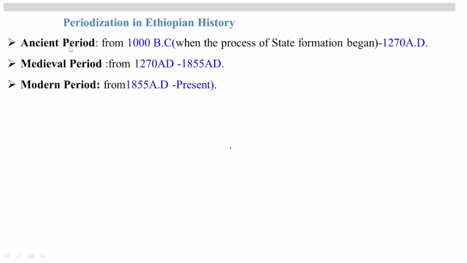Ancient Ethiopian history means from 1000 BC up to 1270 AD. What happened in 1000 BC? The process of state formation started or began during this period. So this is our starting point. 1270 AD means the decline of the Zagwe dynasty and the rise to power of the Solomonic dynasty.